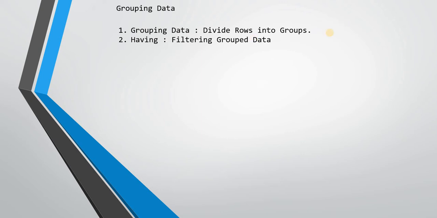Then we would also see what HAVING is. As we have seen the WHERE clause, which is called a filter clause or filter predicate, HAVING is used if you want to filter over and above WHERE, on grouped data. I will show you the hierarchy also, but for now understand that HAVING is nothing but filtering of grouped data.